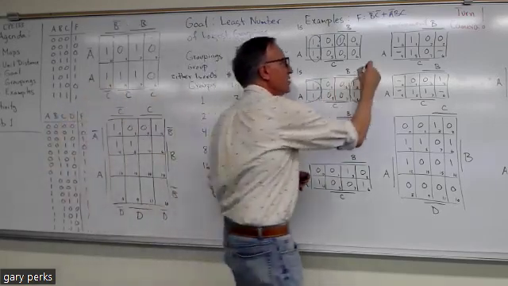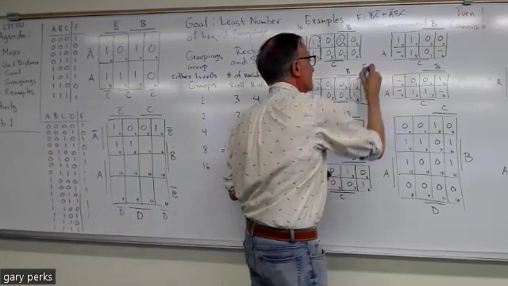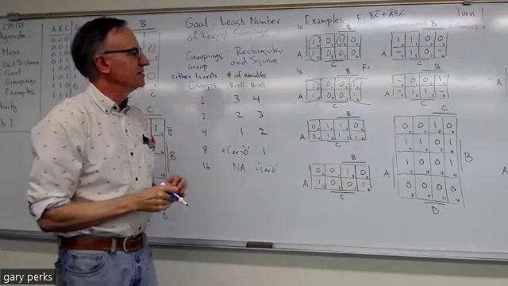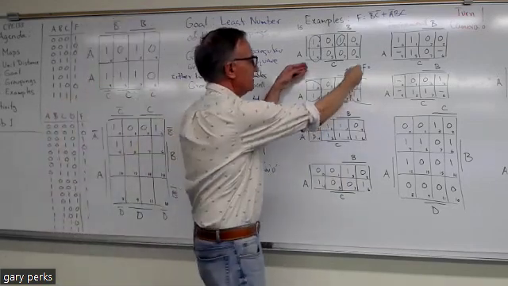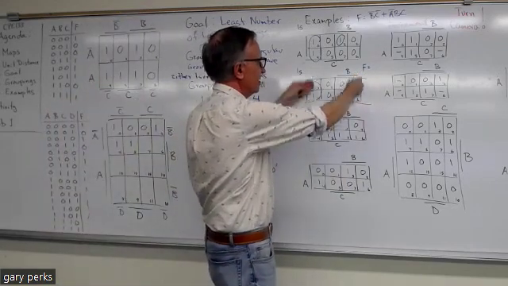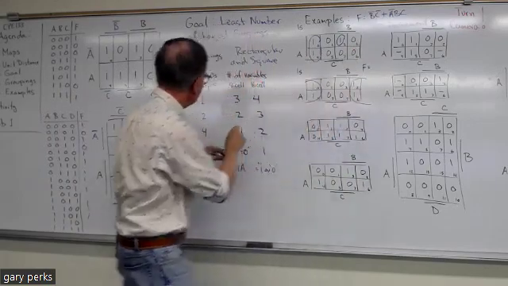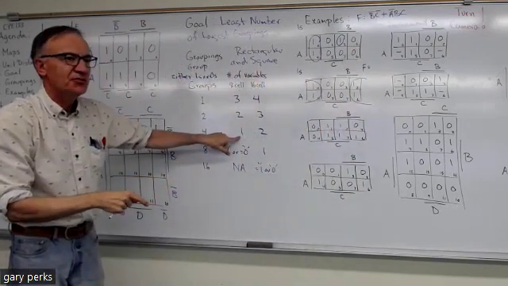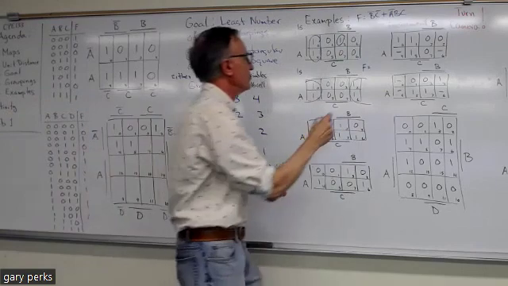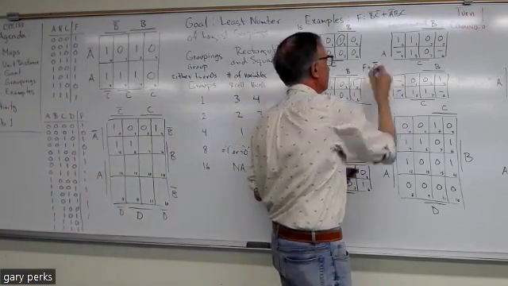Okay, and then what term would this give us? What's common to this 4 grouping? Just not C. Right, so a 4 grouping with an 8 cell gives you a 1-term variable. So this would be not C.